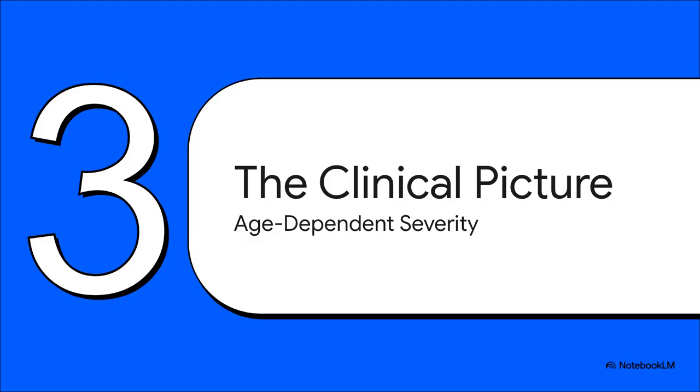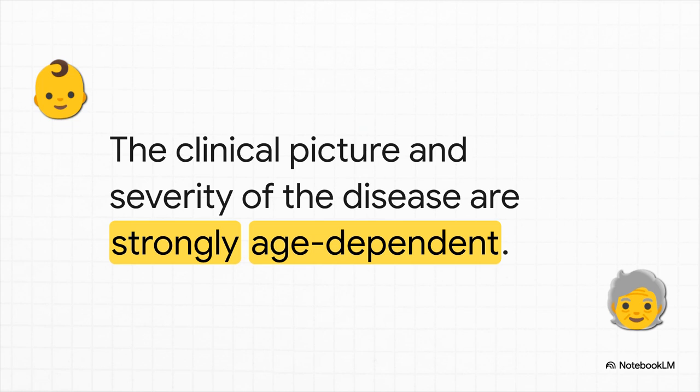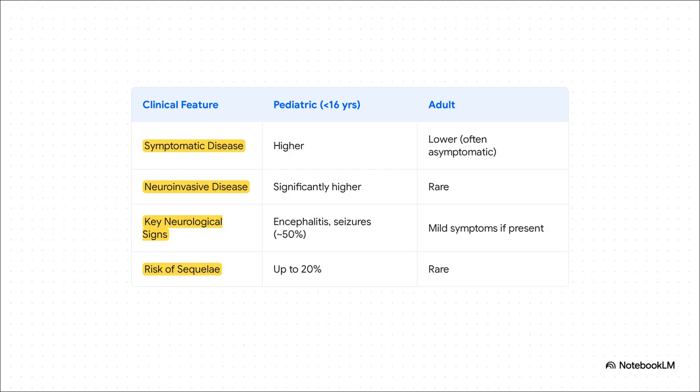Okay, so we've got a profile of the virus. Now let's see what it actually does when it gets into a patient. What does the disease look like? If you remember one thing about the clinical side of this, make it this. Age is everything. The patient's age is the single biggest factor that determines how severe this infection is going to be. And the difference is just night and day.